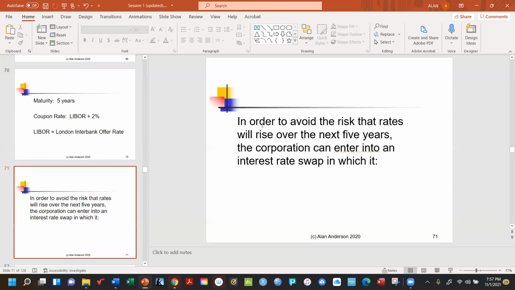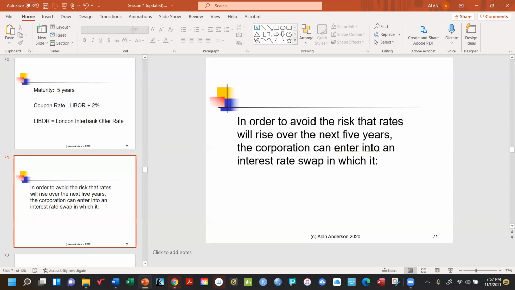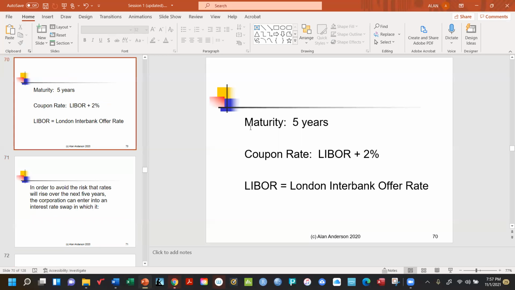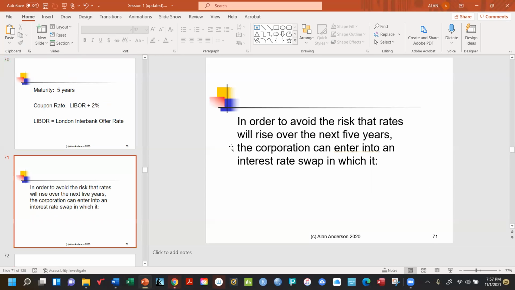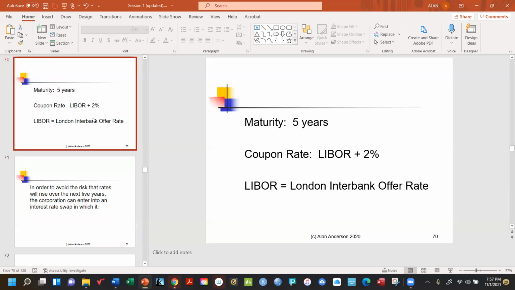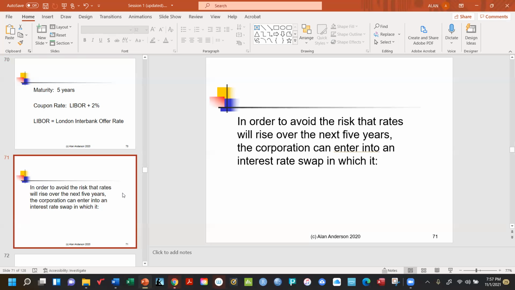All right, so the bonds are out there. And let's just say all of a sudden their chief economist says, you know, I'm pretty sure that rates are going up. Maybe we shouldn't have done this. So what they can do now is, rather, they can't do anything about the bonds. They've already sold them. They're obligated to paying LIBOR plus 2%. What they can do is convert this floating rate liability into a fixed rate liability by finding a partner to trade with.